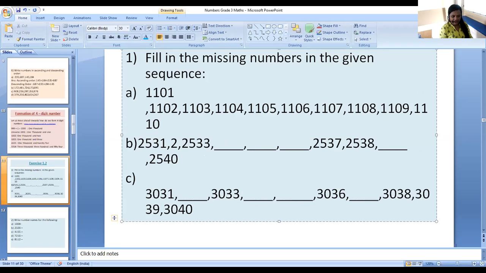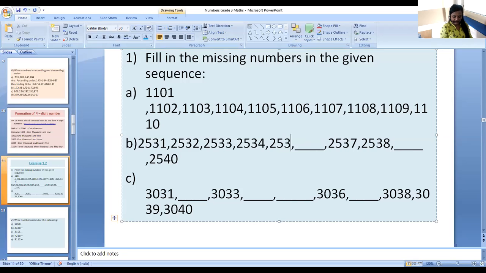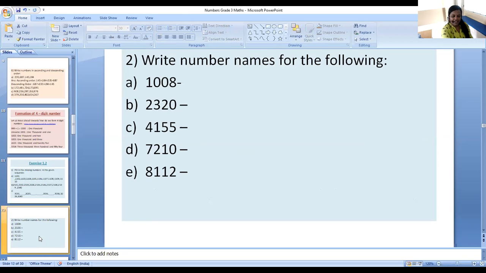So could you try the next one? 2250, 2531. So the next number would be 2532. Along the same lines, 2533, 2534, 2535, 2536. After that, 2538, 2539, and finally 2540. Now I request you to try question number C yourself. Let's go ahead with the next.